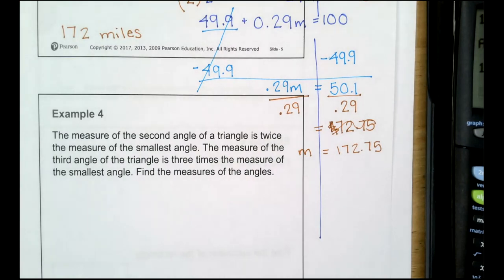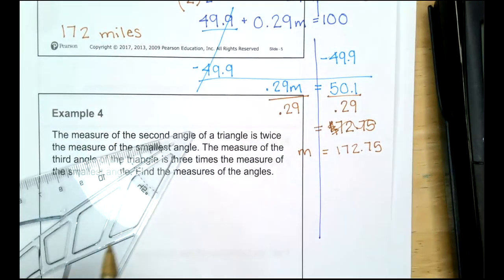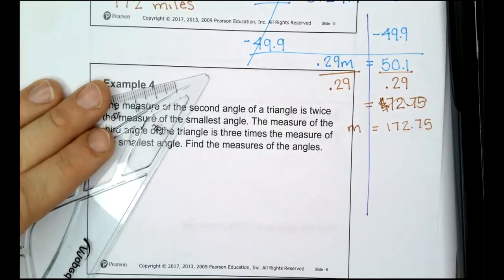Example 4 says the measure of the second angle of a triangle is twice the measure of the smallest angle. The measure of the third angle of the triangle is 3 times the measure of the smallest angle. Find the measures of the angles. I need a straight edge. All right, let's make a picture of the triangle.